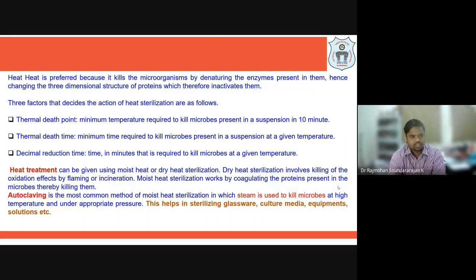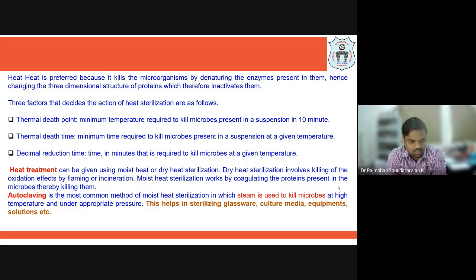Okay. Then we know that heat treatment can be given using heat transfer, as we have studied. So how can heat exchange be performed between two systems? This heat treatment can be given using moist heat or dry heat sterilization. Dry heat sterilization involves killing through oxidation effects by flaming or incineration. And then we have moist heat sterilization, which works by coagulating the proteins present in the microbes, thereby killing them.